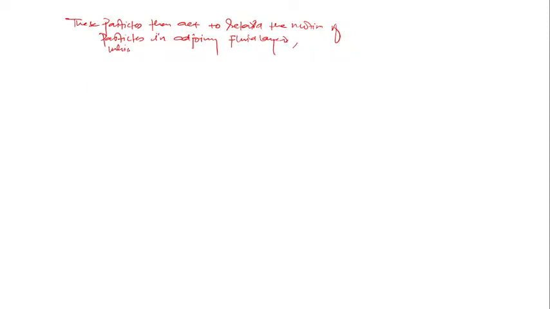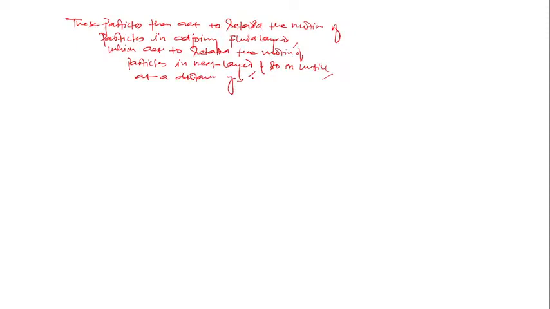Which acts to retard the motion of particles in the next layer, and so on, until at a distance y equal to delta from the surface, the effect of particles to reduce the velocity of the adjoining layer becomes negligible.